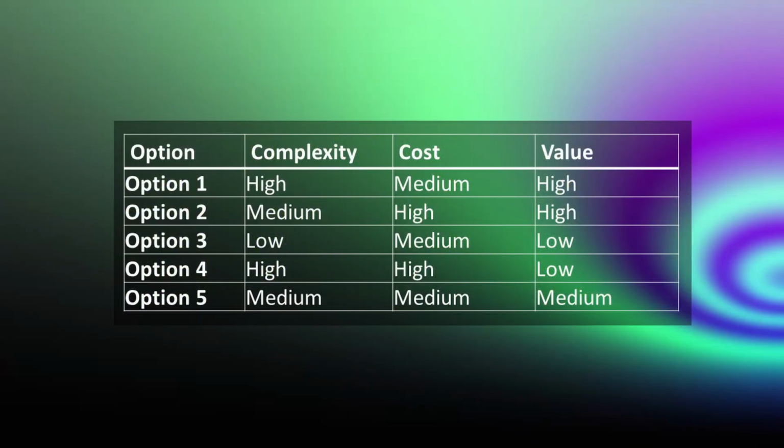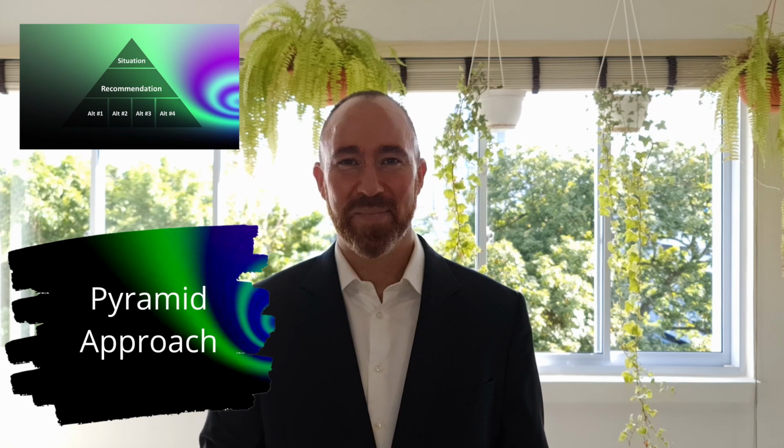I remember there was this matrix of complexity and cost. At that point we said, let's pause and let's look at a different approach. Let's use a structure called the pyramid approach. There are 3 steps that I like to use for this one.